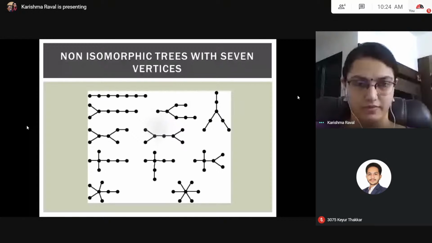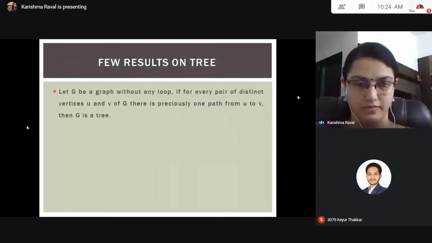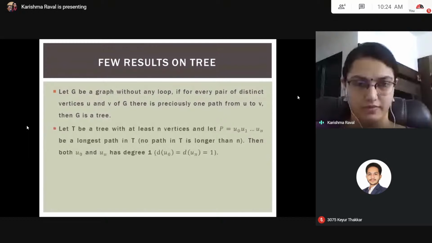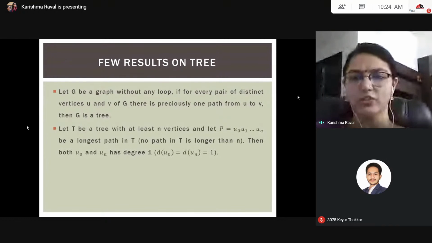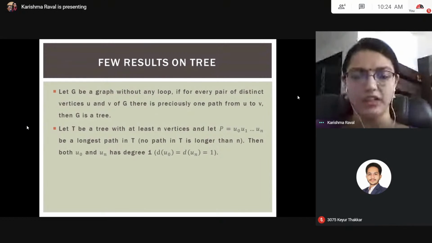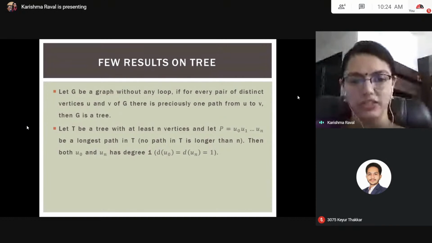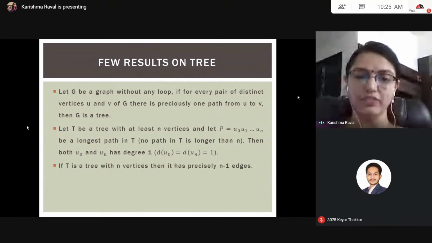A few results on trees. Let G be a graph without any loop. If for every pair of distinct vertices U and V of G there is precisely one path from U to V, then G is a tree. Let T be a tree with at least 2 vertices and let P: U0, U1, up to Un be the longest path in T. Then both U0 and Un, the first and last vertex, have degree 1. That is, the degree of U0 is equal to the degree of Un, which is equal to 1. If T is a tree with n vertices, then it has precisely n minus 1 edges.